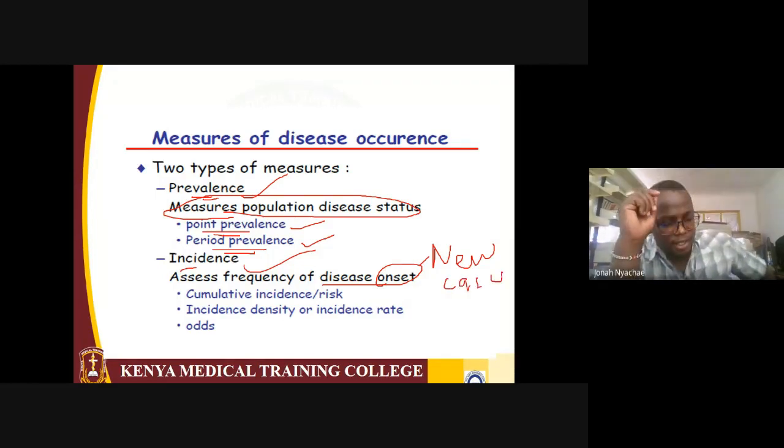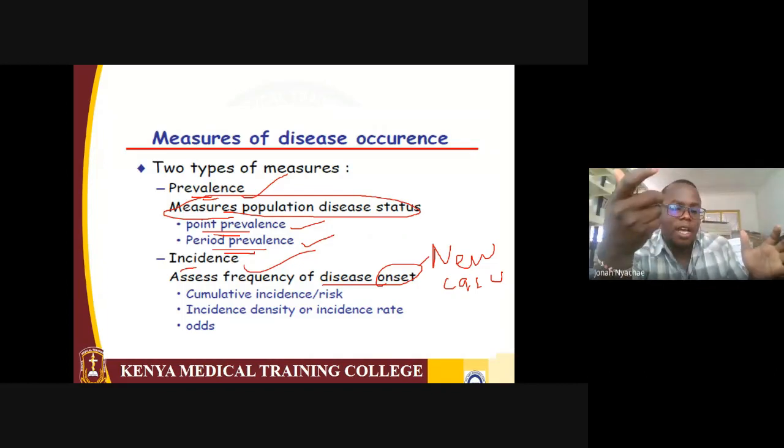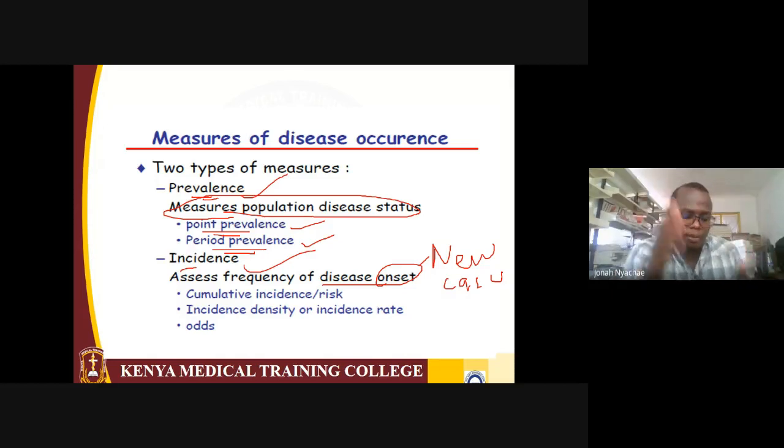When you hear incidence, always know that we are talking about new cases in a particular population. We could be talking about the case of tetanus in a particular population. So you find that over a period of time, there are those cases that may come in, and when we measure those cases, maybe from 2000 to 2010, the new cases that will have arisen on top of what was already existing, then those new cases are referred to as what?